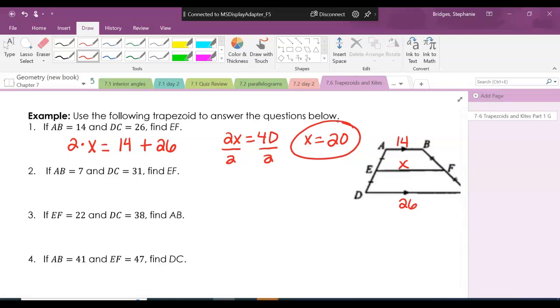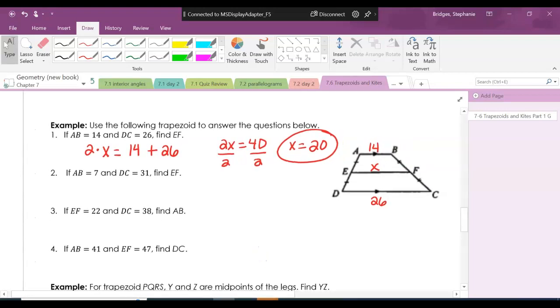I want you to do number 2. Same way. Erase what you labeled in your picture. Relabel the new information. And set up your equation. It's up there on the board.